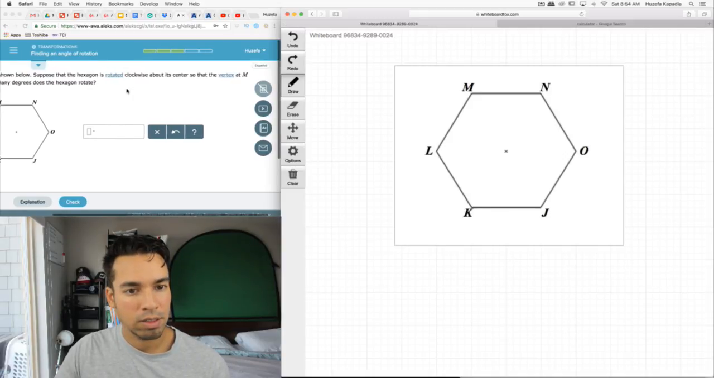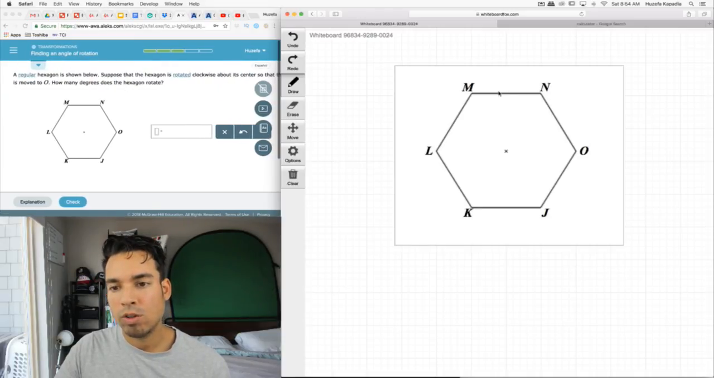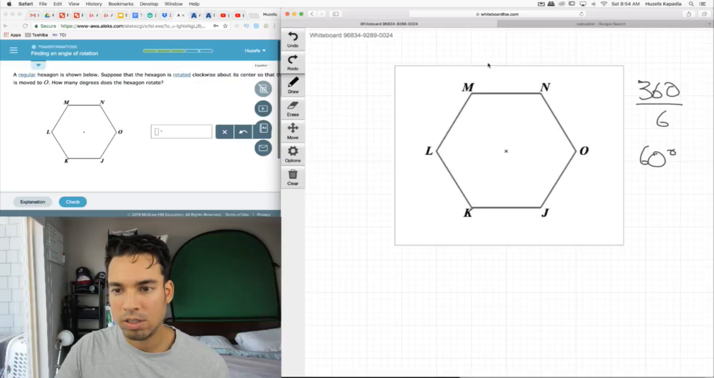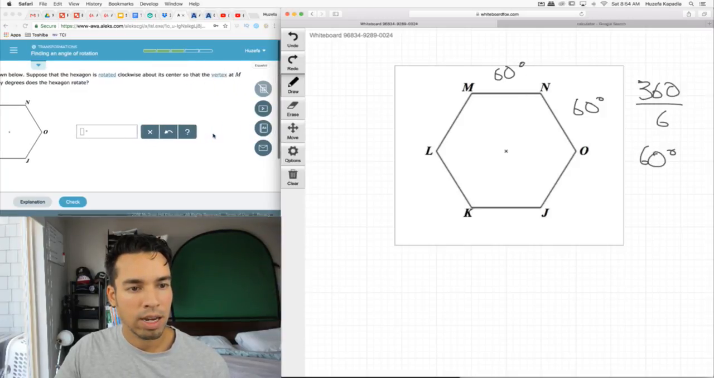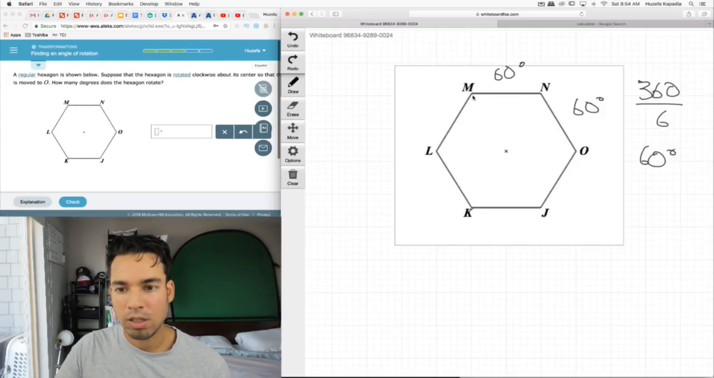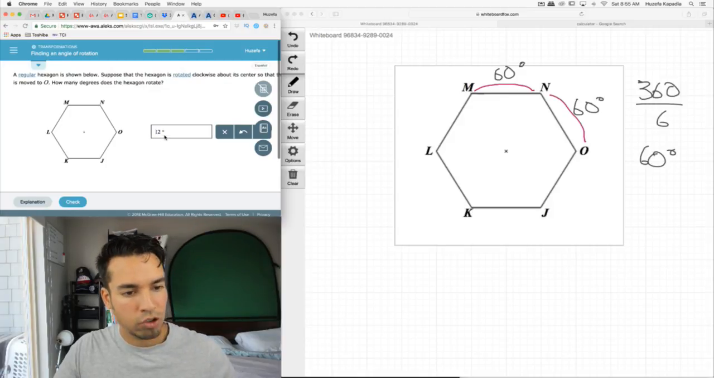So that is vertex at M is moved to O. So first of all, 360, and a hexagon is 6 spaces. So each one of those is 360 divided by 6, which is 60 degrees. So every time we rotate one letter, we're moving 60 degrees. So we want to know that M is moved to O clockwise. So M goes once and then twice. So that's 60 and then 60 again. So we're moving 120 degrees.